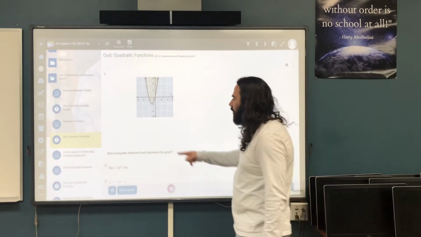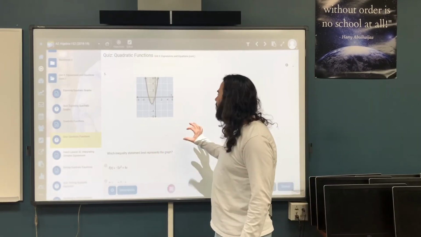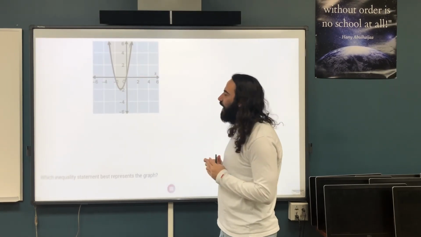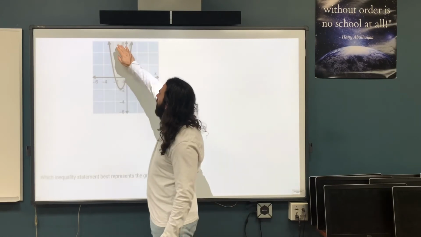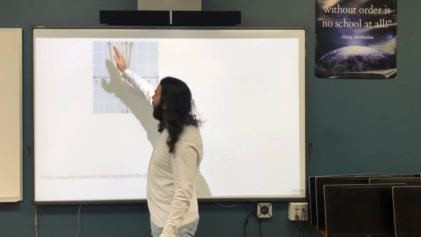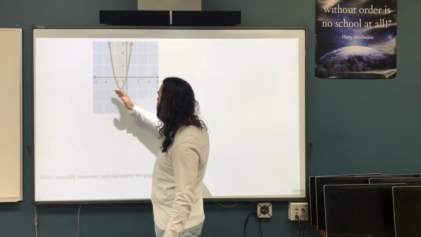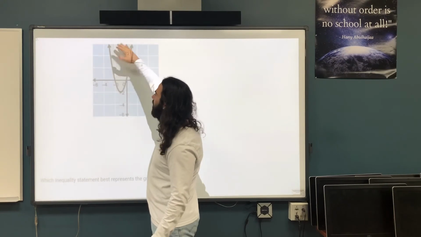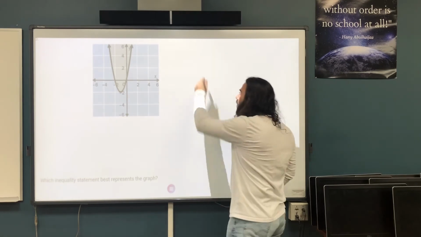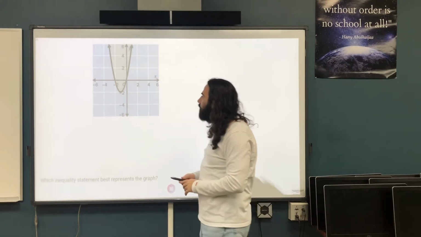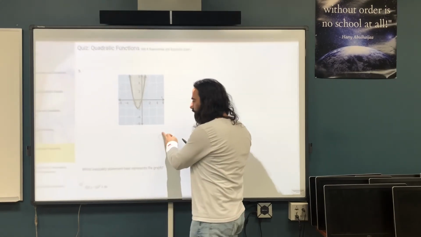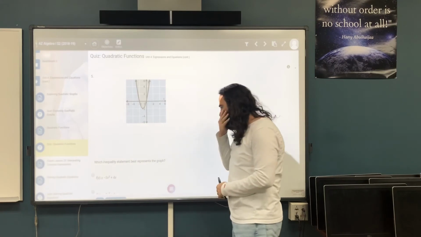This one: which inequality statement best represents the graph? So I'll zoom in. As you can see, the shaded area is above the line. If it was here, it would be below the line, but if it's here, it's above the graph. Because it's above, the answer should be greater than or equal to, because this is a solid line. If it wasn't solid, it would be without the equal.